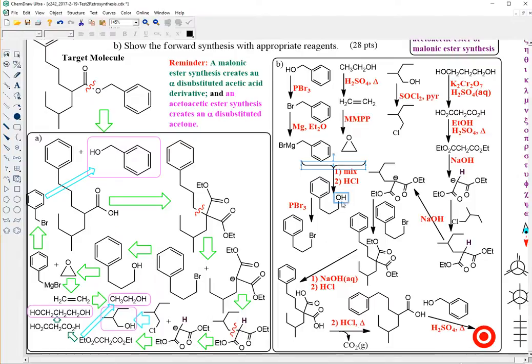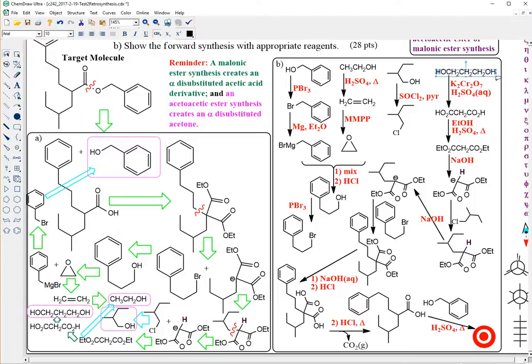Bromination, as before, creates a primary alkyl bromide, which we will use in our synthesis. This primary alkyl chloride will be used in the synthesis. It was created directly from the alcohol here. Once again, I could have used PBr3, but I chose to use SOCl2 and pyridine.